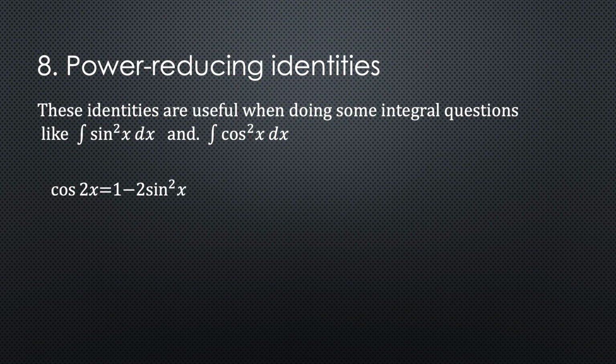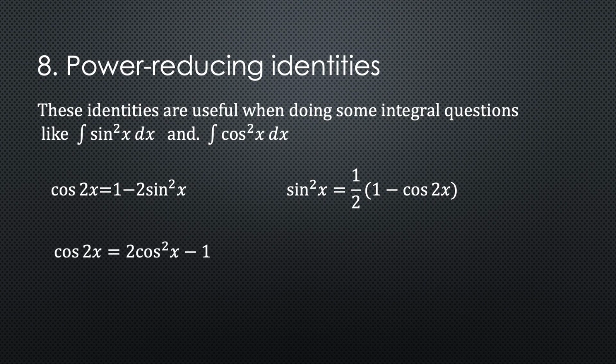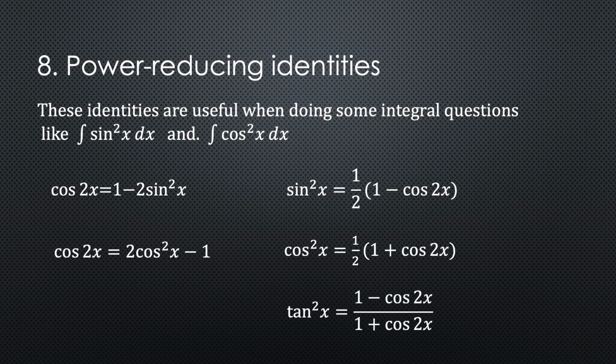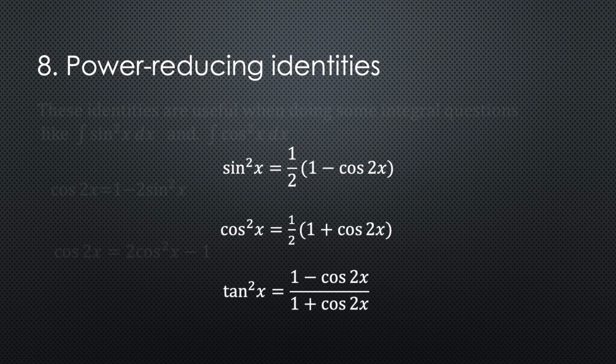We have already derived the formula that cosine 2x equals 1 minus 2 sine squared of x. By isolating sine squared of x, we now get sine squared of x is equal to 1/2 of 1 minus cosine 2x. From the formula, cosine 2x equals 2 cosine squared of x minus 1. By isolating cosine squared of x, we can get cosine squared of x equals 1/2 of 1 plus cosine 2x. From the fact that tan equals sine over cosine, we can easily get the formula, tan squared of x equals 1 minus cosine 2x over 1 plus cosine 2x.